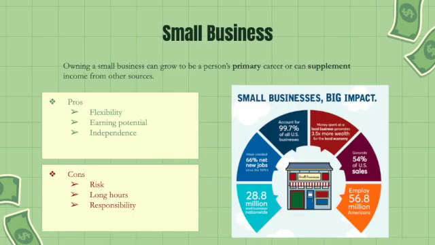Next up, small business. Owning a small business can grow to be a person's primary career or can supplement income from other sources. So this has a lot more potential than gig employment because with small businesses, their growth is essentially exponential. You can grow as much as you possibly can. It has a couple pros and cons. So the pros: the flexibility, it has the same flexibility as gig employment essentially, but as you grow, you get more and more tied down though. Its earning potential is inversely related to that. So as you grow, you get way more earnings.